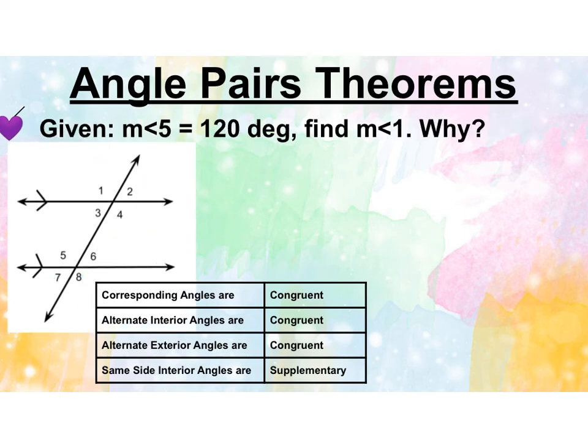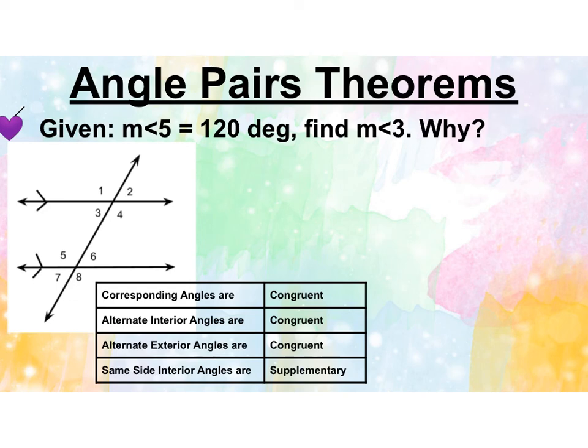Let's look here. We have the measure of angle 5 is 120, and we want to know angle 1. Well, identify what angles they are. We do have parallel lines. It looks like 1 and 5 are both in the upper left-hand corner, so those are going to be corresponding. So we can say that they are congruent, so angle 1 will also be 120 degrees.